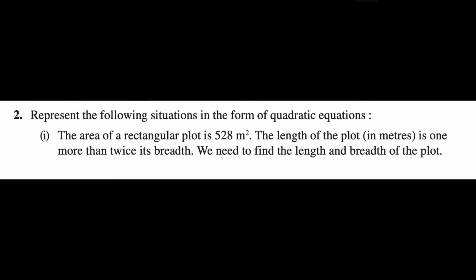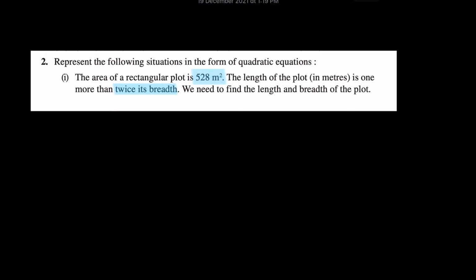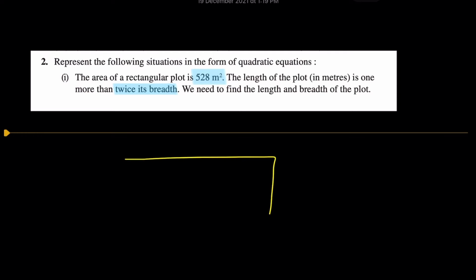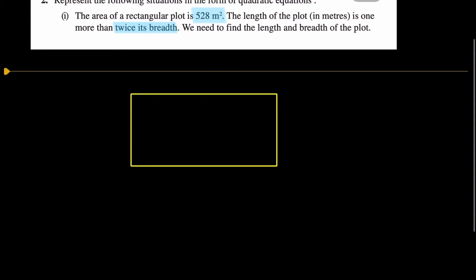The area of a rectangular plot is 528 meter square. The length of the plot is one more than twice its breadth. We need to find the length and breadth of the plot. So it's a rectangular plot. Length is twice its breadth, then one more.